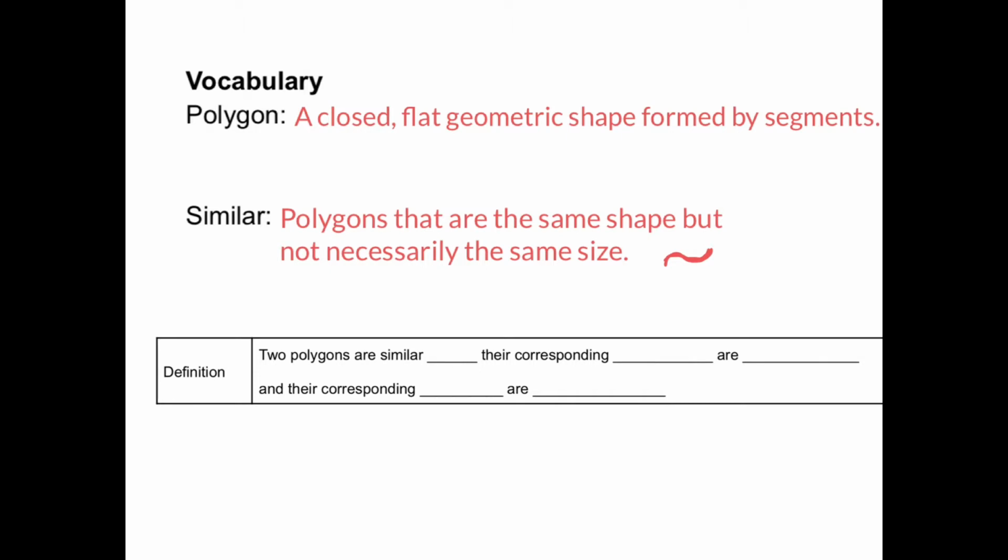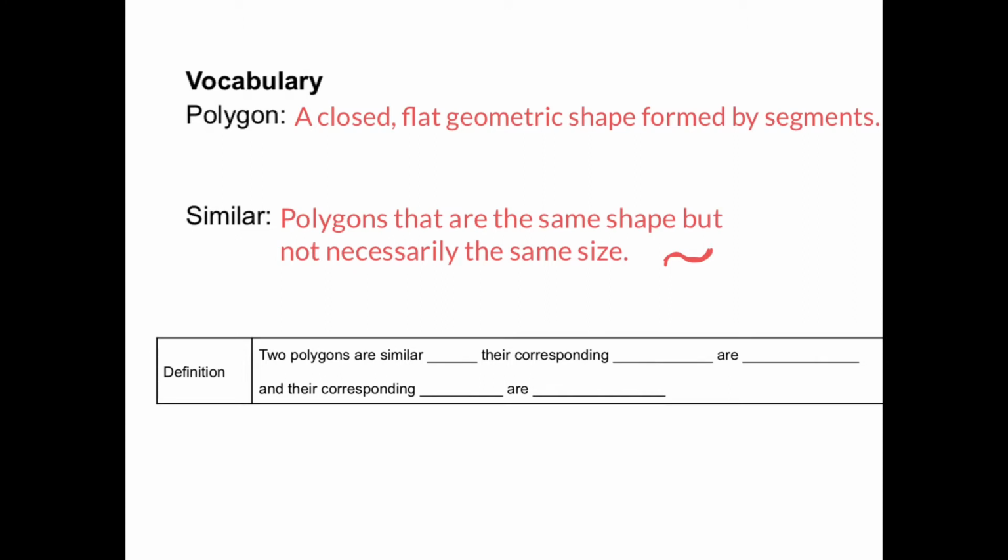Similar, in reference to polygons, are polygons that are the same shape but not necessarily the same size. This single squiggly here is the symbol we use for similar, and we will see that several times in this lesson. So, polygons that are the same shape but not necessarily the same size.